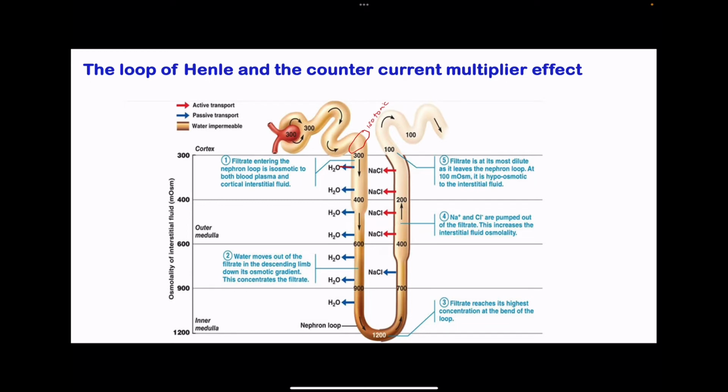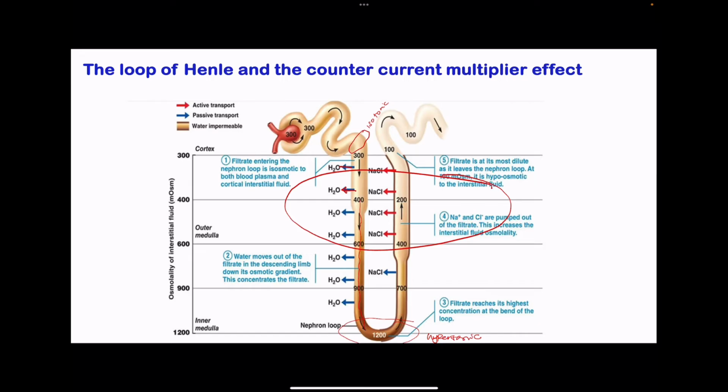The reason for this is the ascending loop is permeable to sodium ions, meaning they're going to be actively pumped out. So the sodium ions are going to increase the concentration of ions around this region. And when it increases, since the descending loop is permeable to water, water is going to leave it by osmosis to the surrounding tissues where there is a higher concentration. So as the filtrate goes down, its concentration is going to increase due to the increased loss of water, and by the time it reaches this lower part, it's going to be hypertonic.